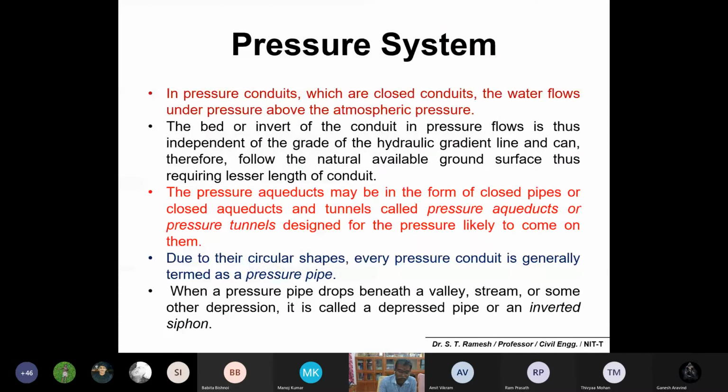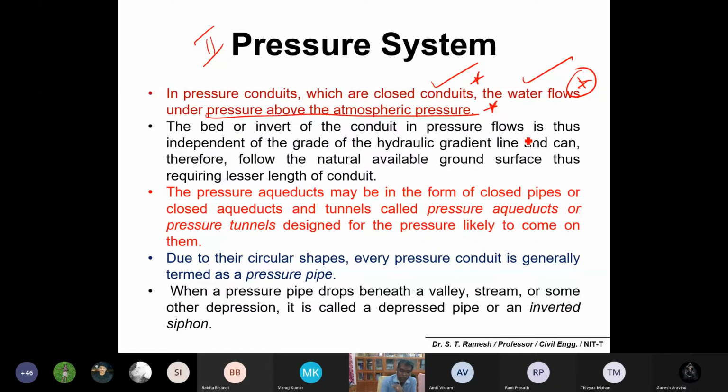The second one is the pressure system, which is a closed circuit. Please remember these are closed circuits. The water flows under pressure, which is above the atmospheric pressure. Please make a note on this. Pressure systems normally happen in closed conduits or closed pipes. Water flows under pressure above the atmospheric pressure.